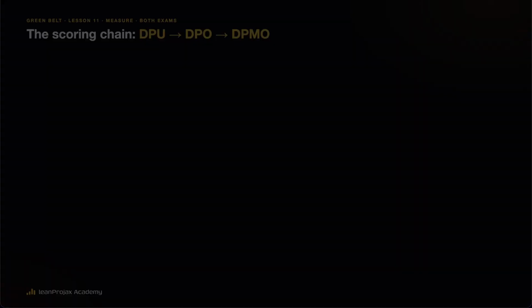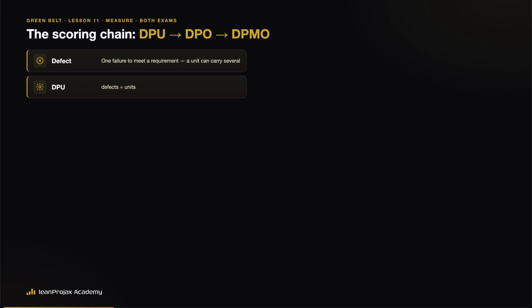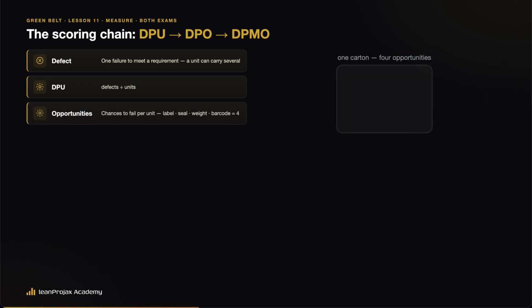Let's count. 3 definitions, 1 chain. A defect is a single failure to meet a requirement. A unit can carry several. DPU, defects per unit, is total defects divided by total units. Then the exam's favorite refinement, opportunities. Every unit offers several chances to fail. Say label, seal, weight, and barcode, 4 opportunities.